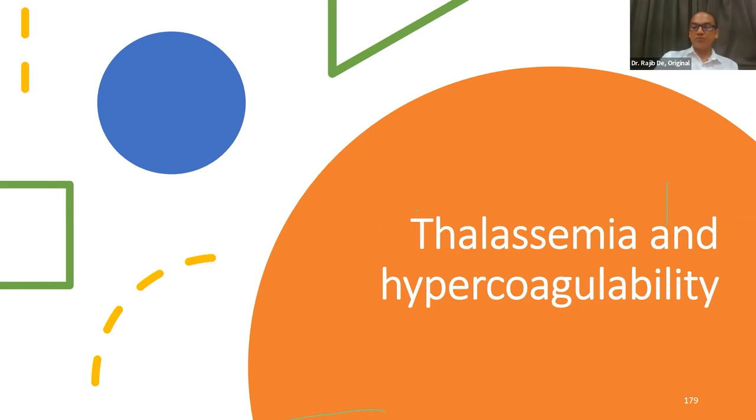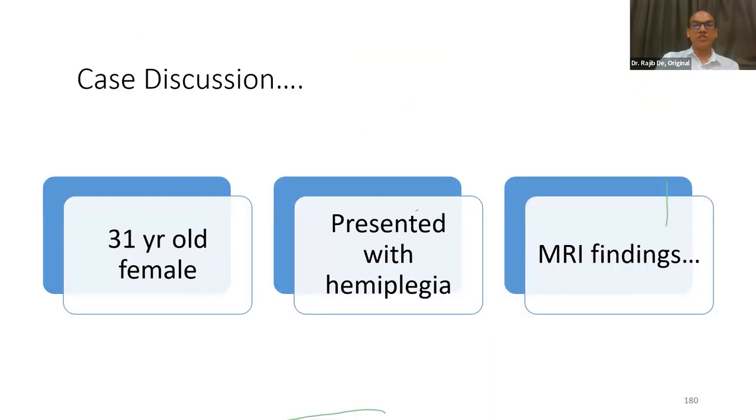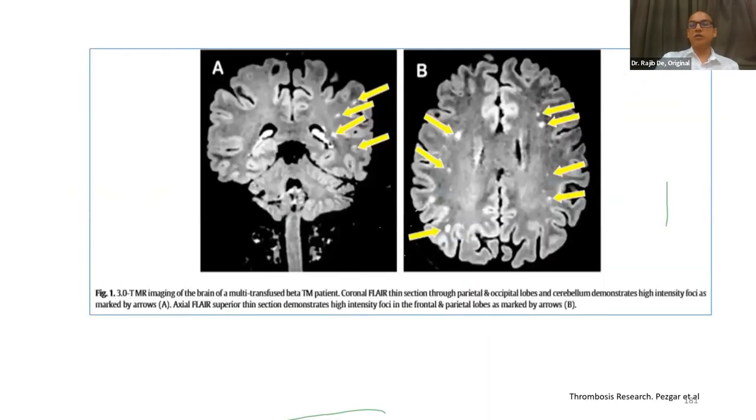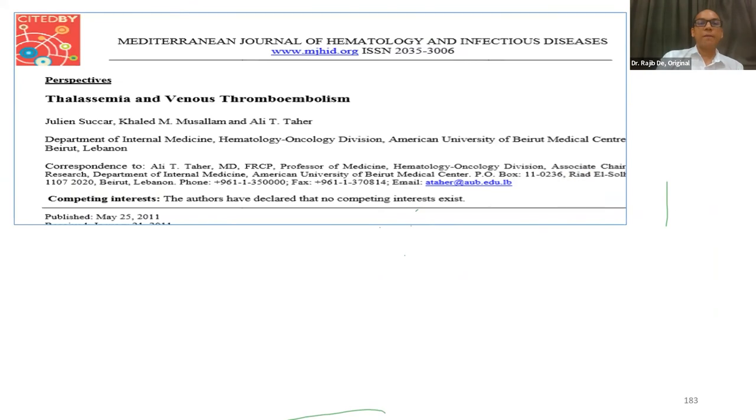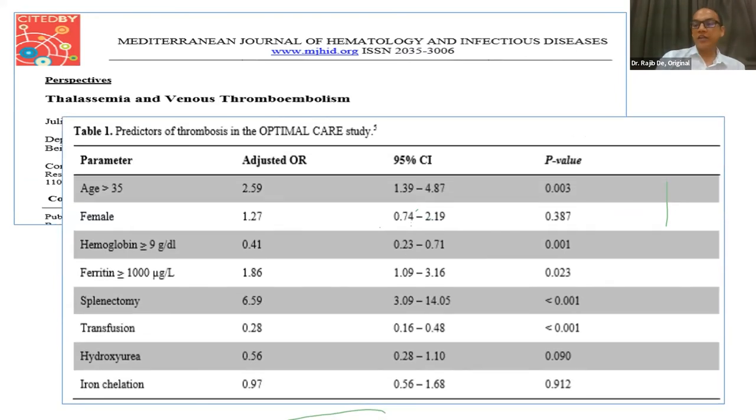Often thalassemia patients present with hypercoagulability, and there can be infarction, cerebral infarction also. So venous thromboembolism is not rare, specifically in NTDT patients. The main mechanism of thromboembolism or thrombotic manifestations in thalassemia is that the RBCs are defective.